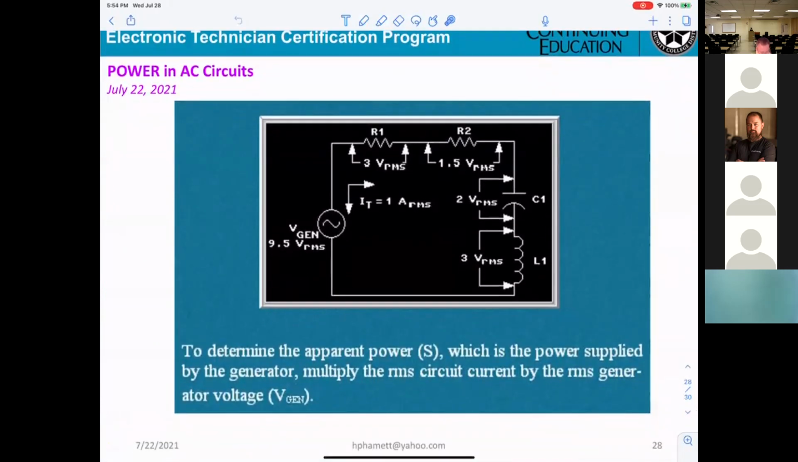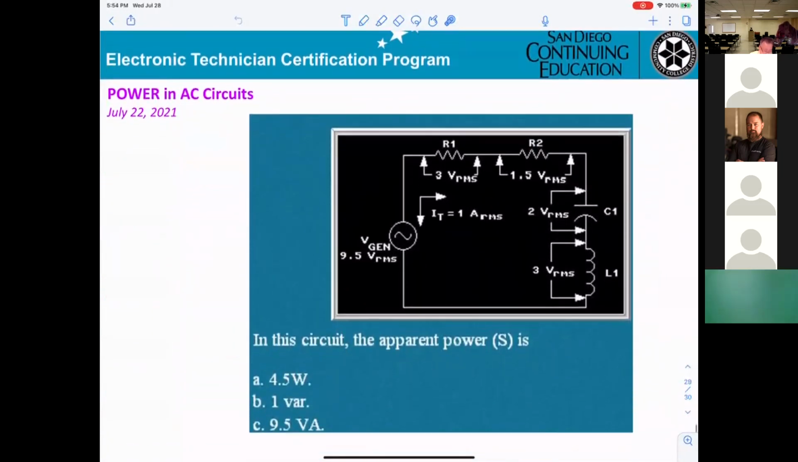To determine the apparent power, which is the power supplied by the generator, multiply the circuit current I by the generator voltage VG. Now, in this circuit, they want to know the apparent power is A or B or C.